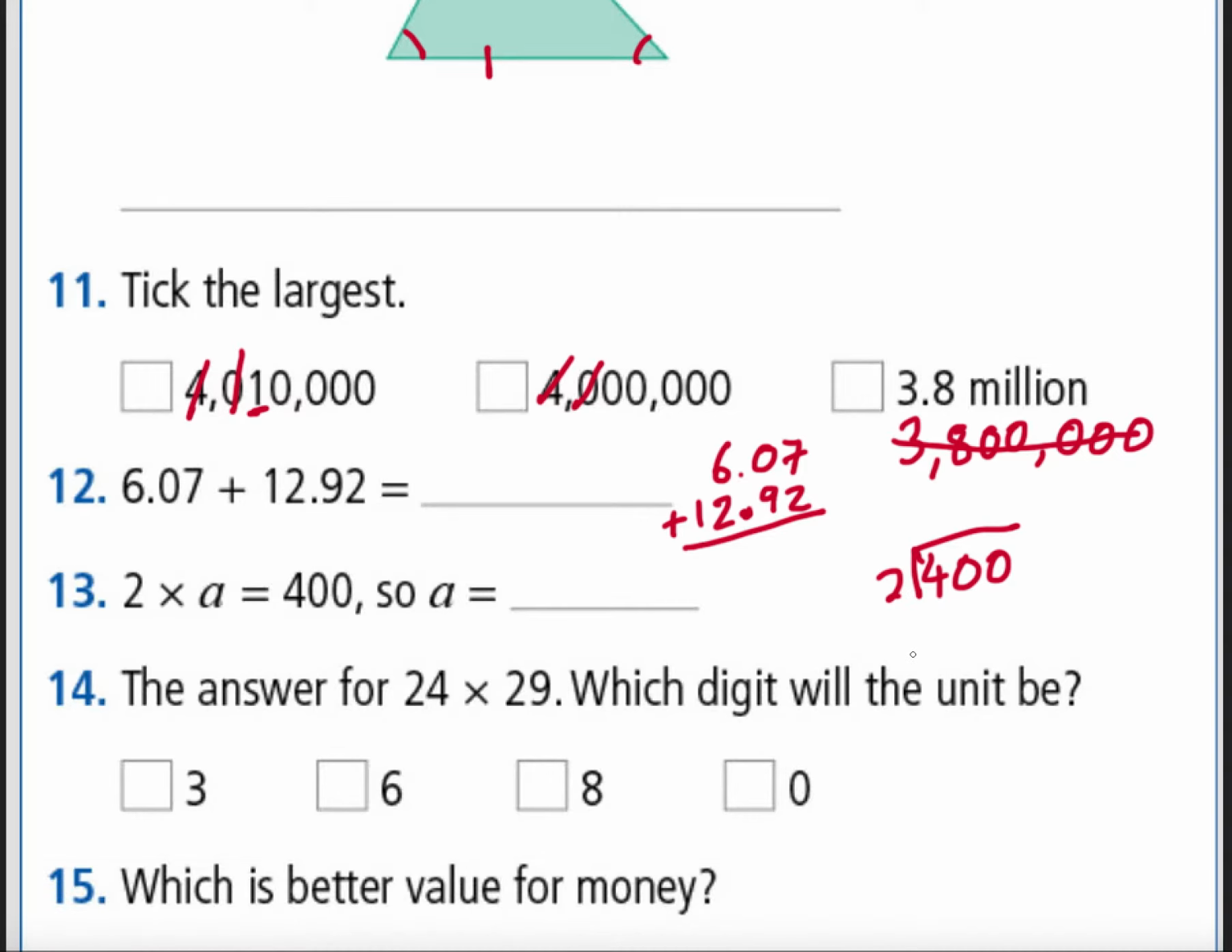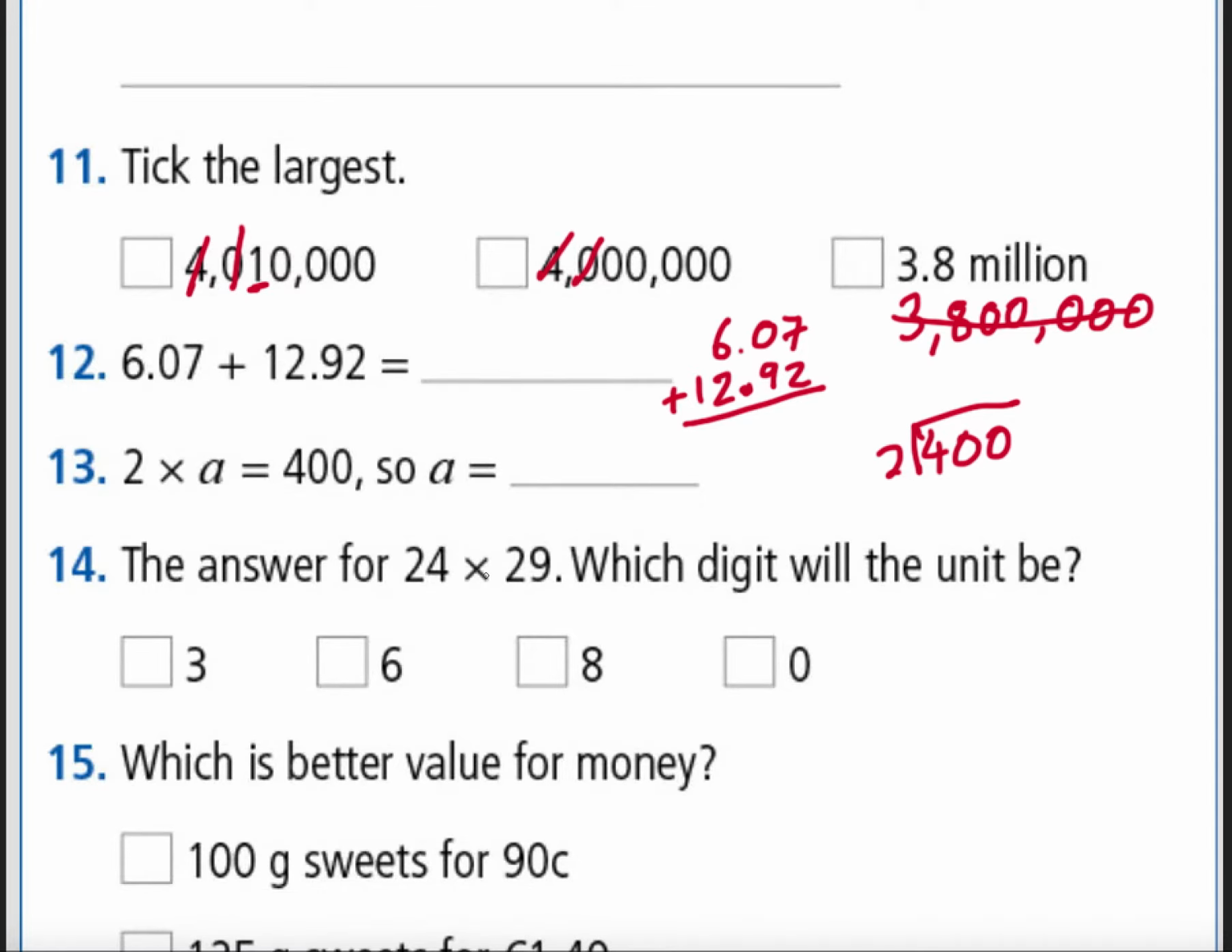Number 14, the answer for 24 times 29, which digit will the unit be? So 24 times 29, okay, we can do our multiplication here. 9 fours, sorry, I've written 99 there. So 24 times 29. So 9 fours are 36, put down a 6 and carry a 3. 9 twos are 18, and 3 is 21.